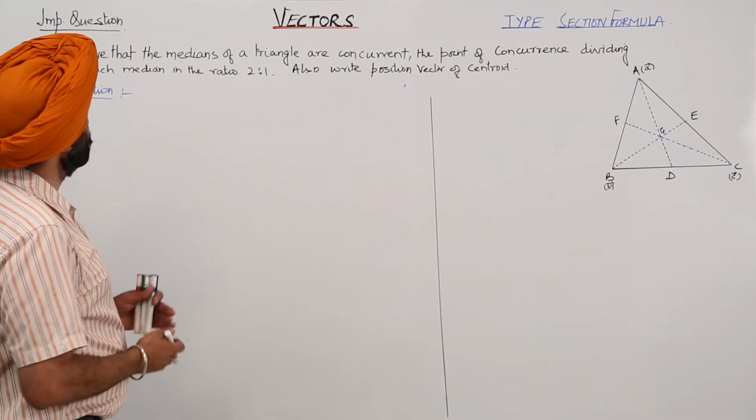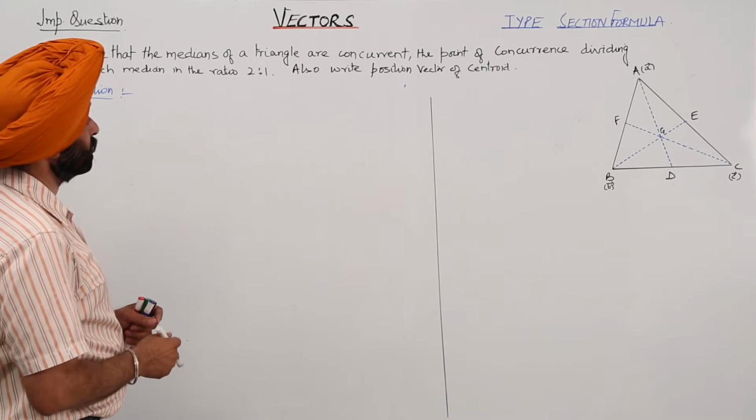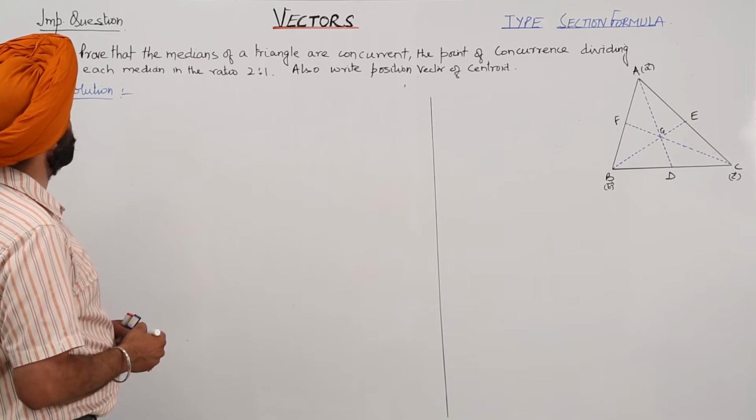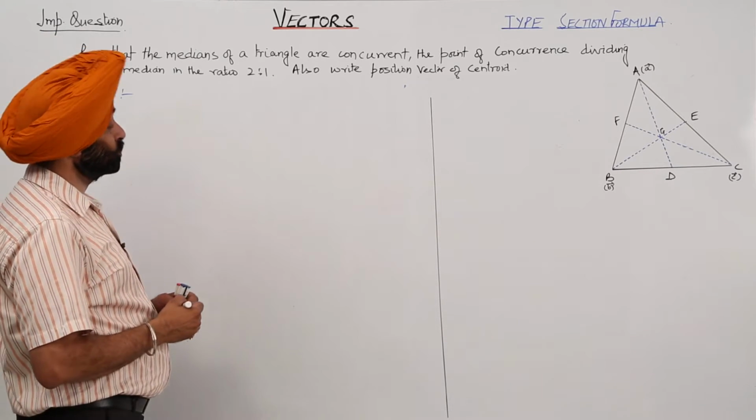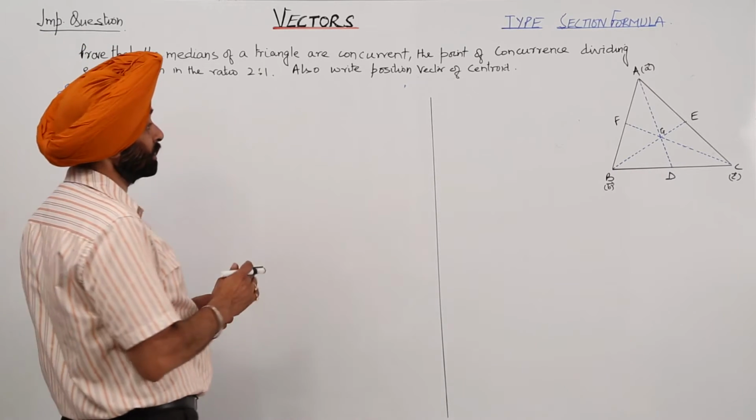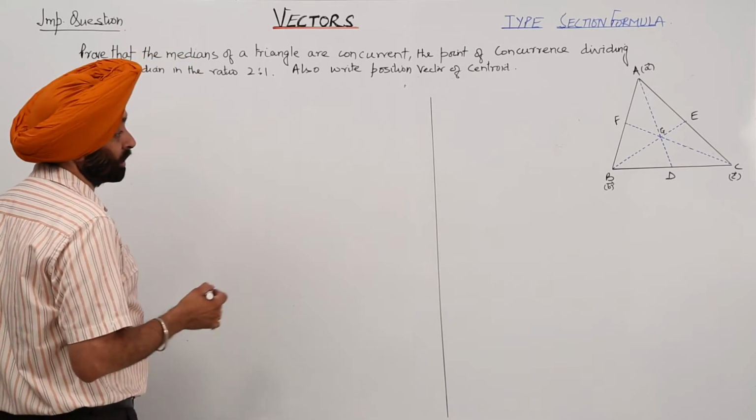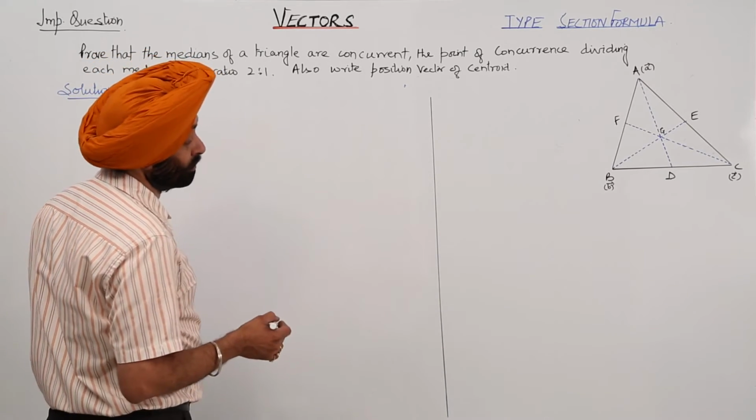Prove that the medians of a triangle are congruent, the point of congruency dividing each median in the ratio 2:1. Also write the position vector for the centroid of a triangle. Now, given a triangle ABC where D, E and F are the midpoints.